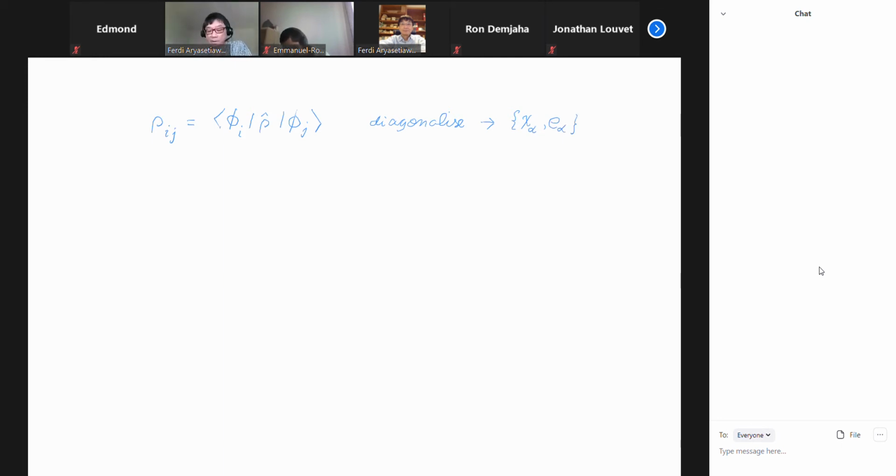So I'm following my notes here. So then we know that if we have these eigenvectors and eigenvalues, we can express the density matrix in this way. So that's a general expression for an operator, chi alpha, like that.